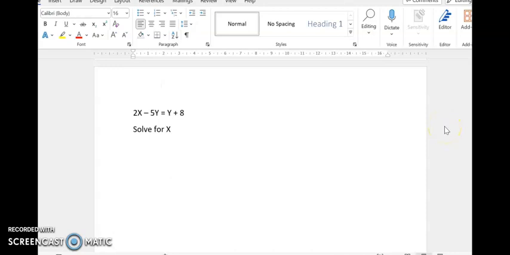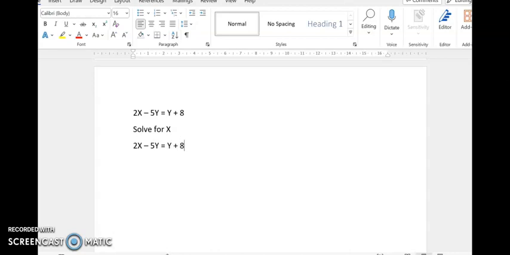Okay, here's another one. Let's give this one a try. For this one here, you can see there's x's and y's, but it's specifically asking you to solve for x. You could say solve for y, and then you'd have to solve for y, having y isolated on one side with everything else over on the other side. But in this case, we're solving for x, so let's give it a try. Works the exact same. So let's rewrite the equation. 2x minus 5y equals y plus 8.